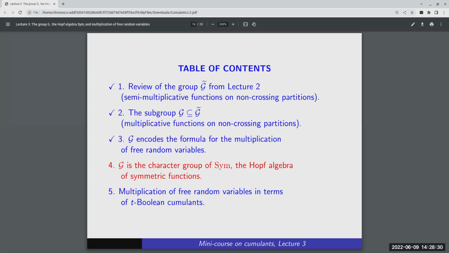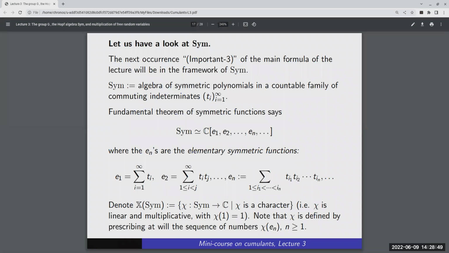And here now we are going towards Hopf algebras, and specifically the Hopf algebra of symmetric functions, which is one of the nicest possible Hopf algebras that you may want to consider. So SIM. Okay, and so let's review SIM.